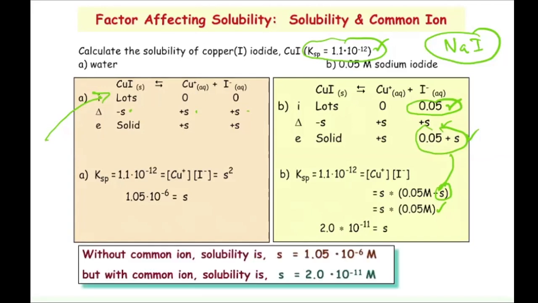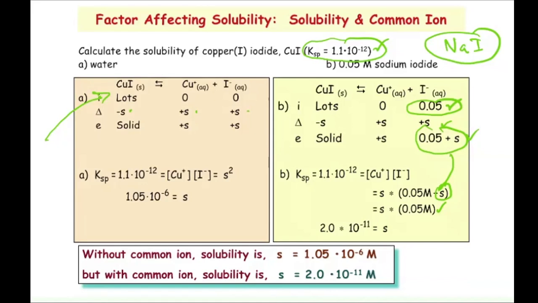Okay, so these are your solutions for the first part. The solubility is 1.05 times 10 to the minus 6. The amount that dissolves is 1.05 times 10 to the minus 6. The copper ion and the iodide ions, 1.05 times 10 to the minus 6. But when you have a common ion, the amount that dissolves now is 2 times 10 to the minus 11.